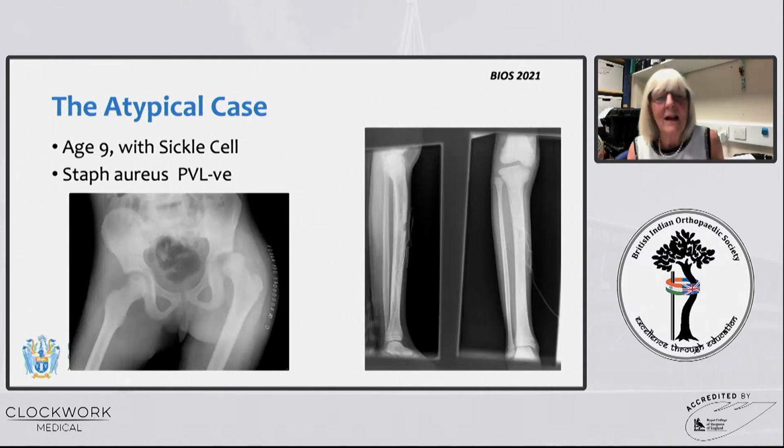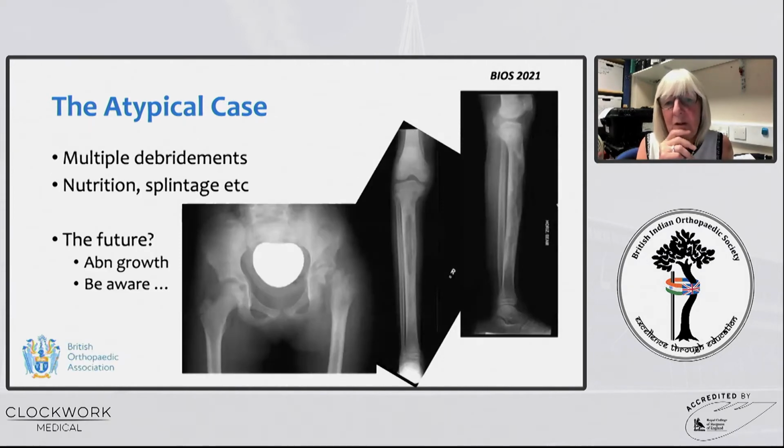Yara had sickle cell anemia. So we always think of Salmonella osteomyelitis, but Staph aureus is by far the most common infecting organism. And again, we want to know these days whether it's got a PVL positive or negative aspect to that. So this child had a septic hip and osteomyelitis of the tibia. Required multiple surgical procedures again, with problems with nutrition, problems with splintage to keep her comfortable and well aligned. And the future is predictable again, that there will be abnormal growth of the hip and of the tibia.